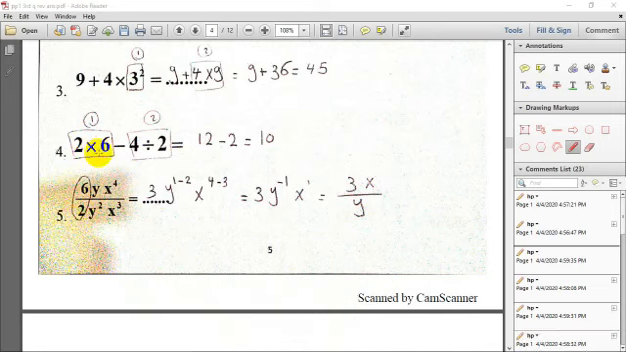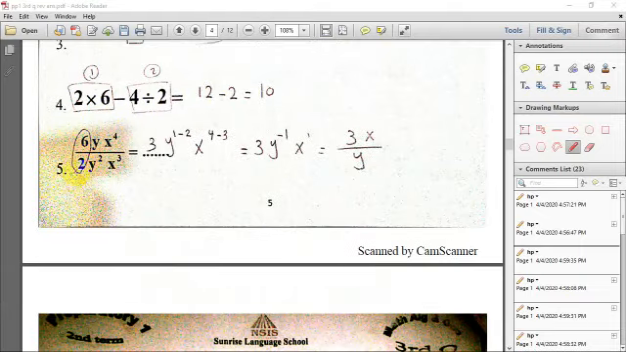2 times 6, it's what? 12. 4 divided by 2 is 2. So, it's 12 minus 2 is 10. Very nice. Here, I have two monomials divide. Two monomials divide. How can I do it?